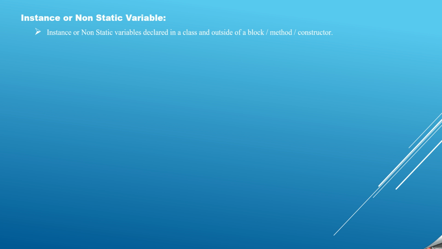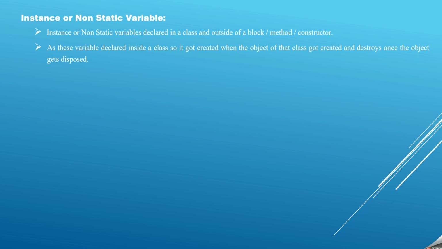So the variable which is declared or instantiated inside a block is called a local variable. But the variable declared at class level, not within any block, is referred to as an instance or non-static variable, right? As these variables are declared inside a class, they get created when the object of the class is instantiated. We will see this in action.